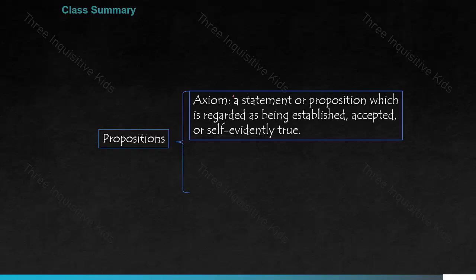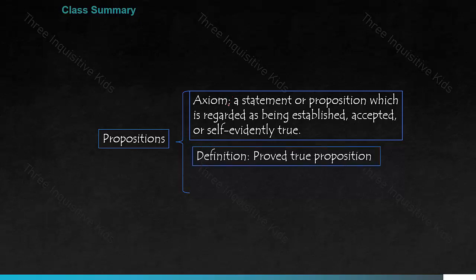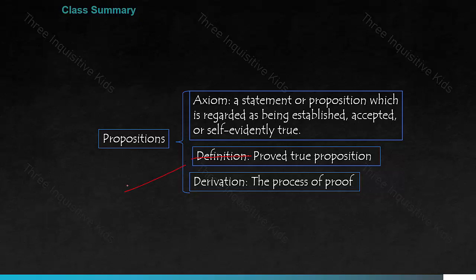Class summary. Today we learned about propositions again. An axiom is a statement or proposition which is regarded as being established, accepted, or self-evidently true, and a theorem is a proved true proposition. A derivation is the process of proof.